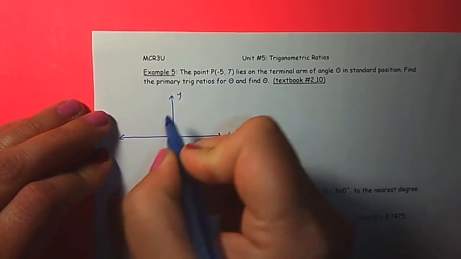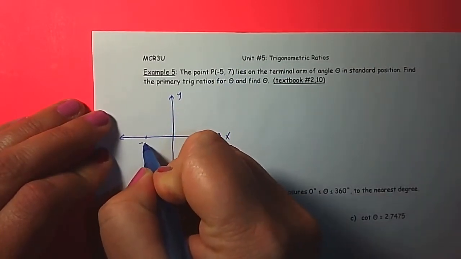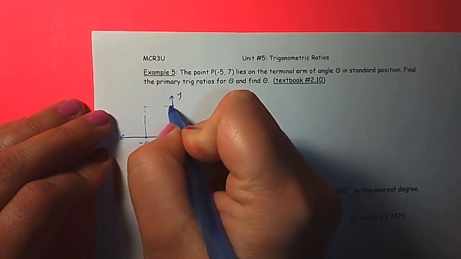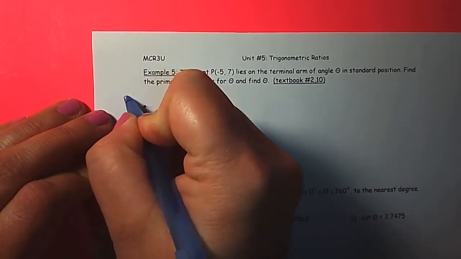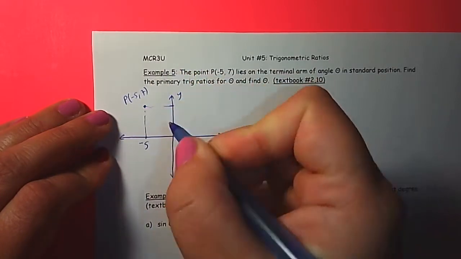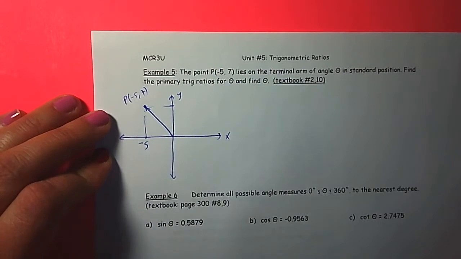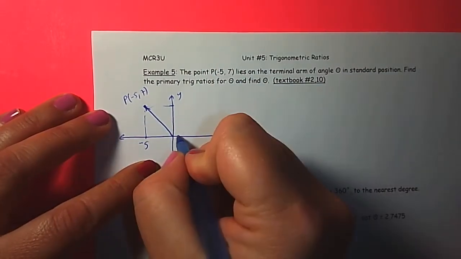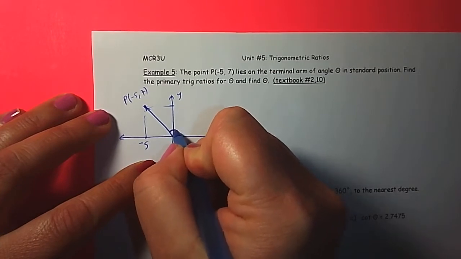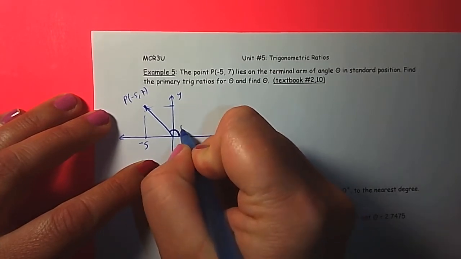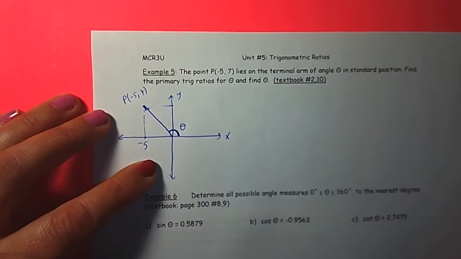So the x coordinate is -5 and the y coordinate is 7. First we find the point -5, 7, and we know that the terminal arm is going to pass through that point. Because it is in standard position, we always start drawing angle theta from the positive x-axis. So that is our angle theta.